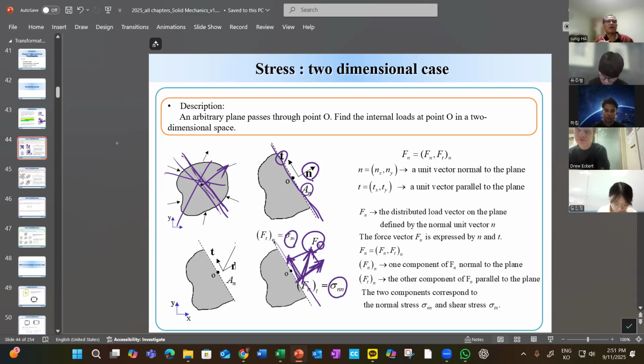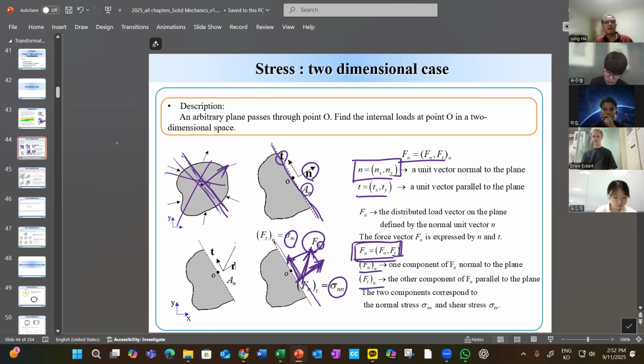This is exactly what we explained in the previous slide. So Fn has two components. First, this is the unit vector normal to the plane, and the tangential vector. And then we'll have a component. So we can see that we have a normal vector and we have a force vector, and then each direction will have a component. That's why we now need to define sigma nn and sigma tn.